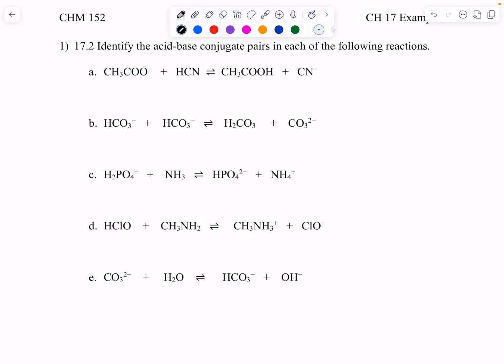Hey guys, welcome back. Doing chapter 17 problems here. First one's identify the acid-base conjugate pairs in each of the following reactions.